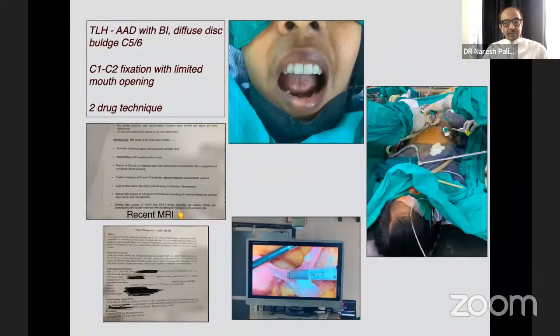This patient, a relative of a doctor, was posted for TLH. She had atlantoaxial dislocation with basilar invagination and diffuse disc bulges at C5-6. Her C1, C2 fixation was done and she had very limited mouth opening, and she used to get vertigo during neck movements. She was very much worried about her neck movements, and when counselled about the segmental spinal, she happily agreed to it, and it was done with a two-drug technique.